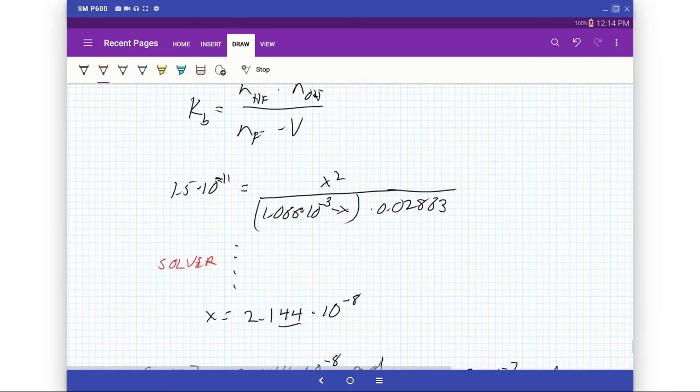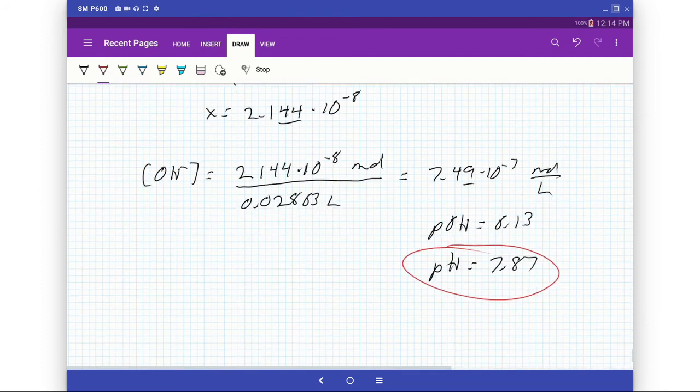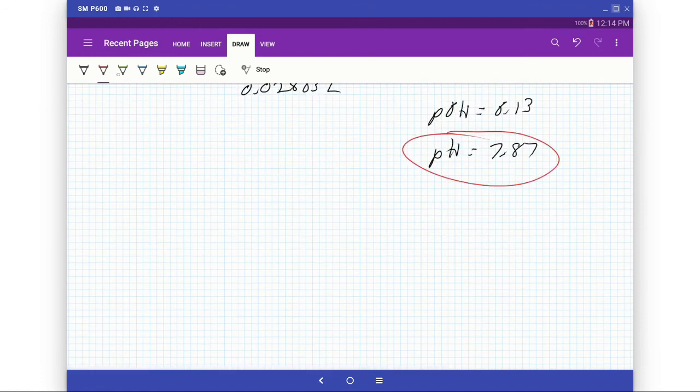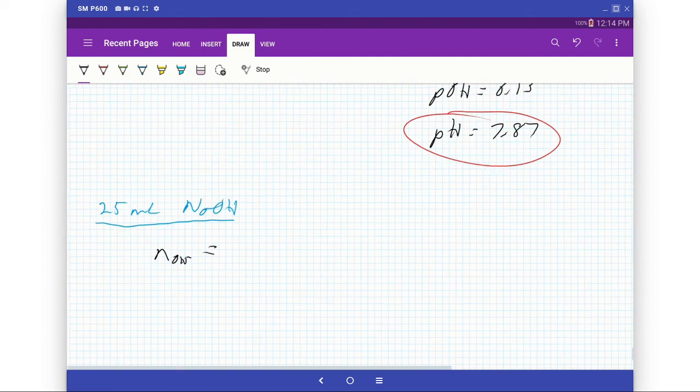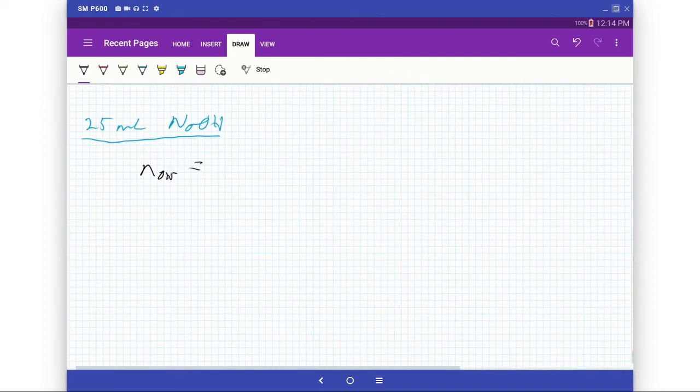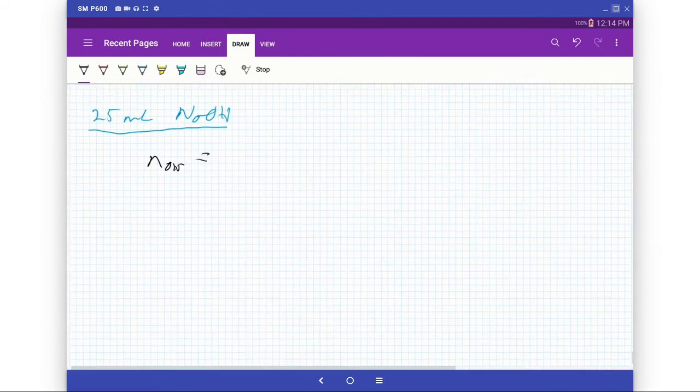Okay, one more. 25 mils. How many moles of sodium hydroxide are there at 25 mils? Go for it. Exact same calculation. Type your answers into the chat.